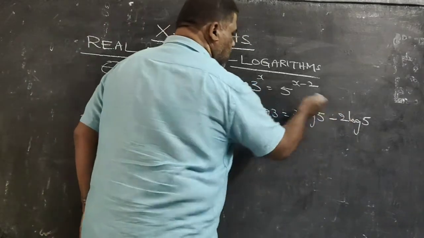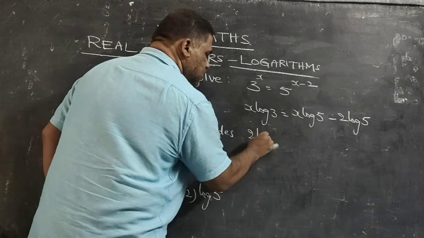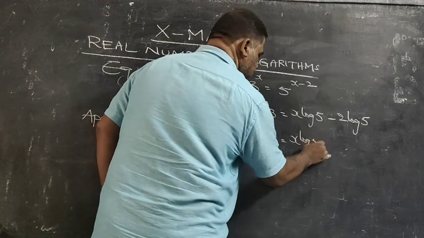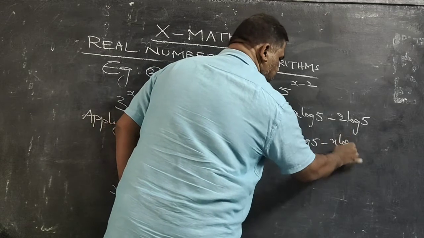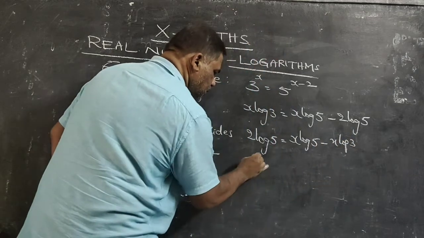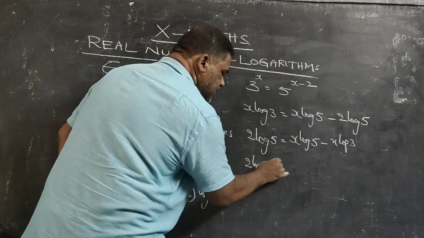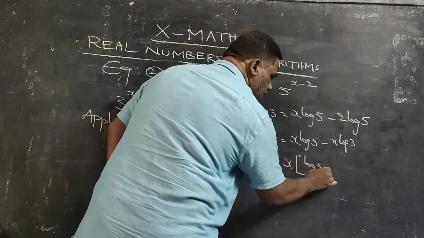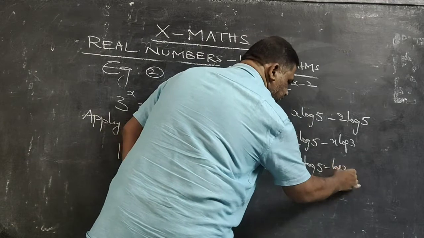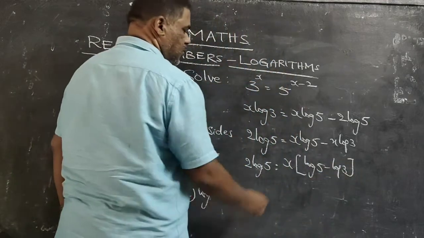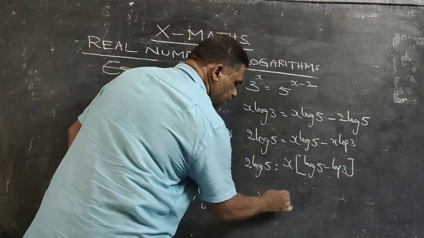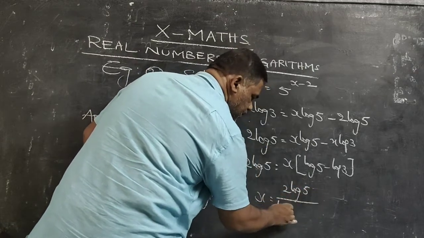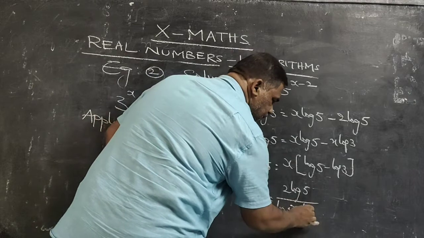So minus 2 log 5 will become plus 2 log 5 is equal to x log 5 minus x log 3. 2 log 5 is equal to, x is common, so it will become log 5 minus log 3. So x is equal to 2 log 5 by log 5 minus log 3.